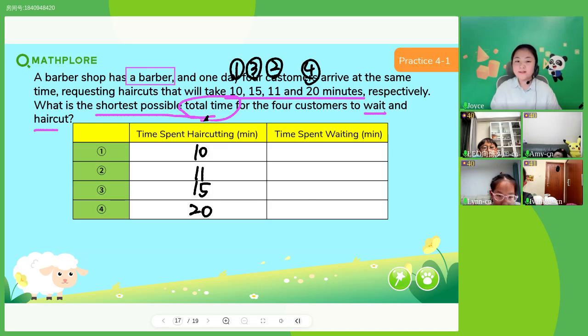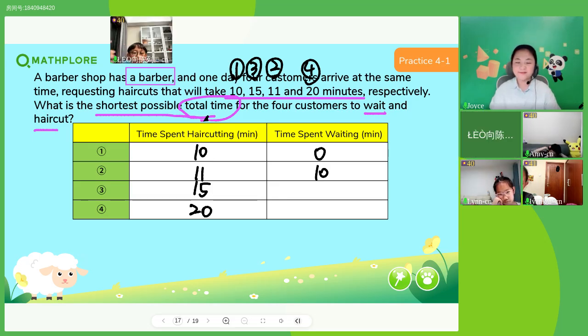Look, the first person, does he have to wait? No. He's the first one, so he doesn't have to wait, so 0 minutes for him, right? But the second person has to wait for the first person, so the second person has to spend 10 minutes to wait. Am I right? What about the third person? The third person has to wait for how many minutes?